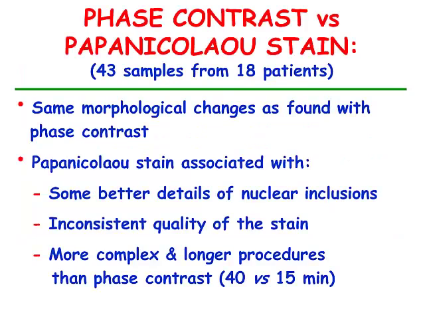So we compared 43 samples from 18 patients, and we compared the phase contrast finding with the Papanicolaou finding. We found that the same morphological changes were present in the 2 series of samples, even though Papanicolaou was associated with some better details of nuclear inclusions. However, in our hands at least, there was an inconsistent quality of the stain with Papanicolaou, and the procedure was altogether more complex and longer than that obtained with phase contrast microscopy.